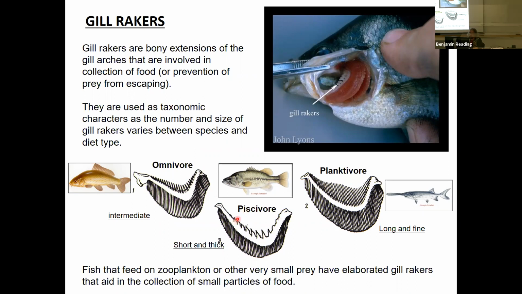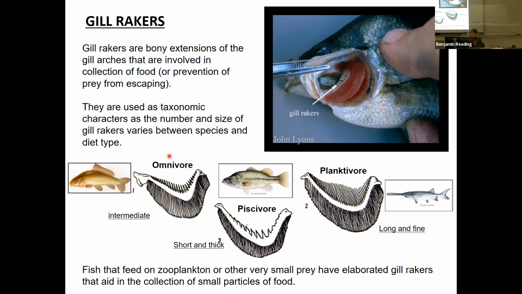So a piscivore is going to have very sharp, heavy, pointy, spiky gill rakers. And again, this is designed to keep living fishes from swimming out. Remember that most prey items are being swallowed alive until they get to the pharyngeal teeth that pound it to death. They're going through the oral jaw quite aware of where they're going. And so this here prevents them from swimming out.